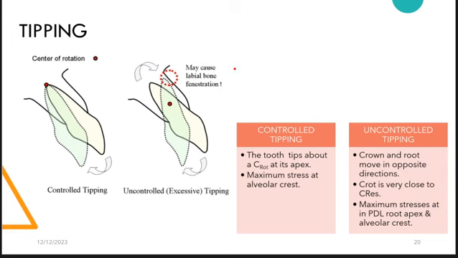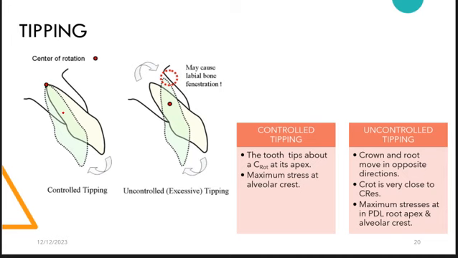Here the CRot is very close to the CRes, and maximum stress at the PDL, root apex and alveolar crest is observed, and it may also lead to labial bone fenestration. And in controlled tipping, the center of rotation is at the apex of the tooth. This involves a moment and a force, and the tooth tips about the CRot.